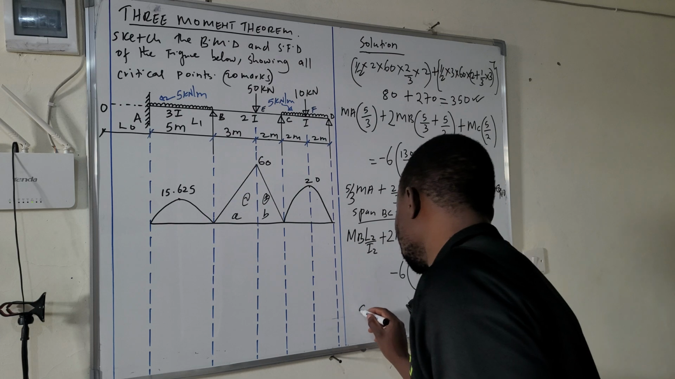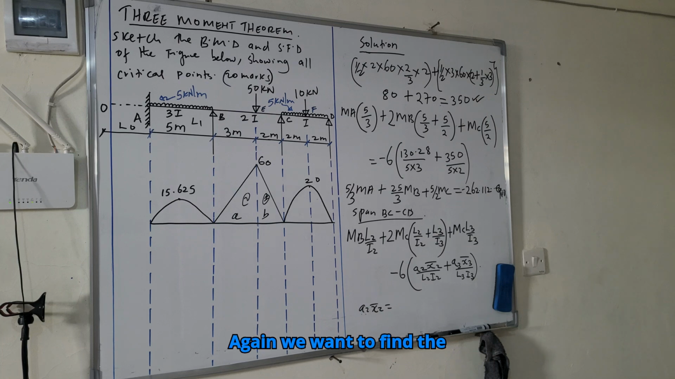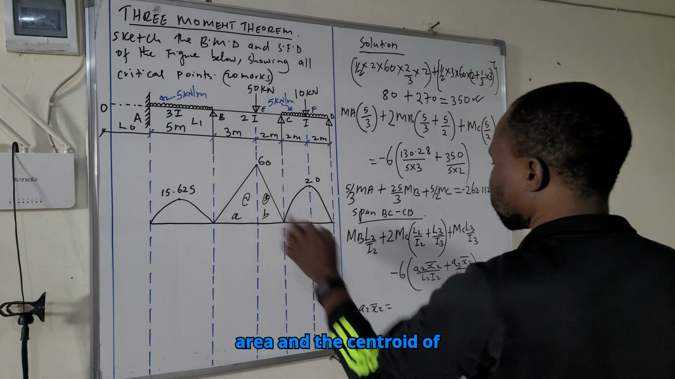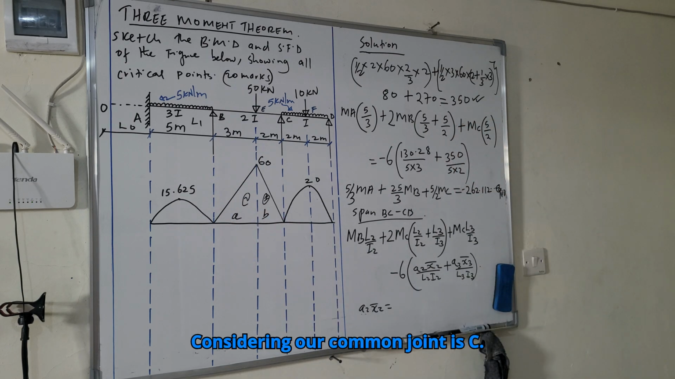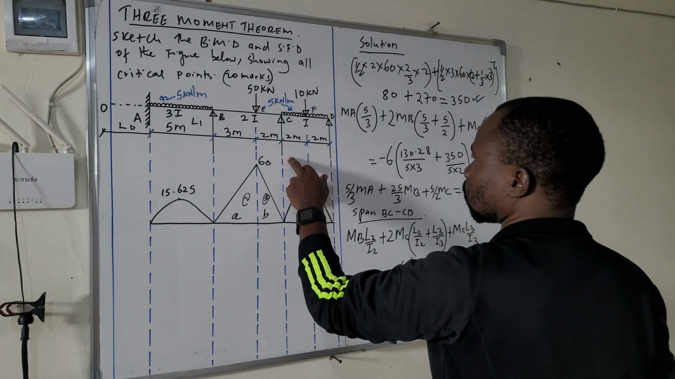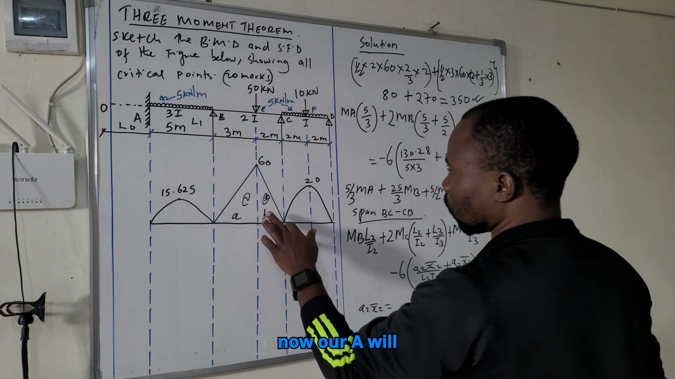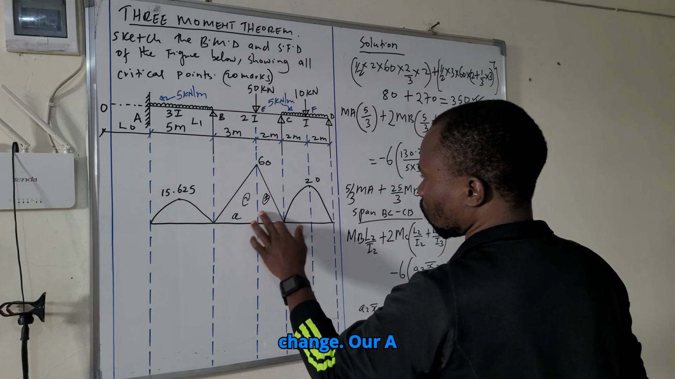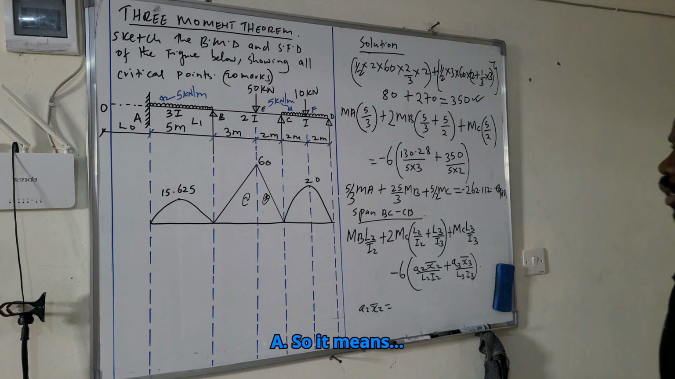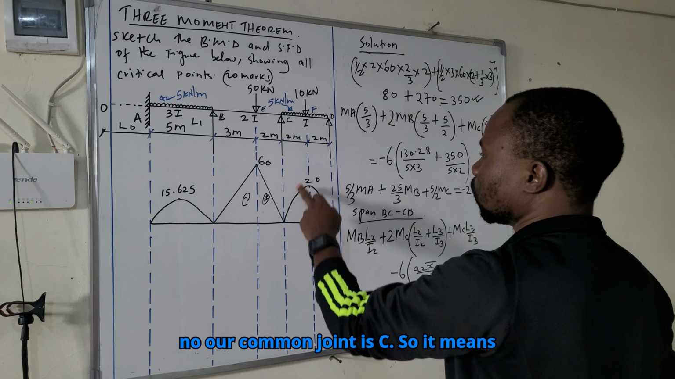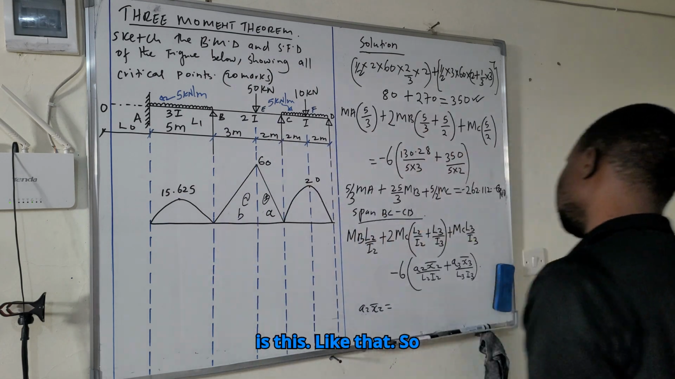After doing so, we'll proceed to calculation of area 2 x bar 2. So area 2 x bar 2 is equal to, again, you want to find the area and the centroid of this triangle, considering our common joint is C. So now our A will change. So it means our A is this and our B is this, like that.